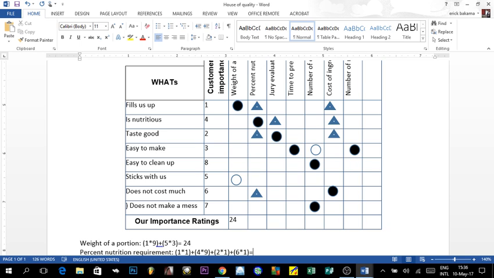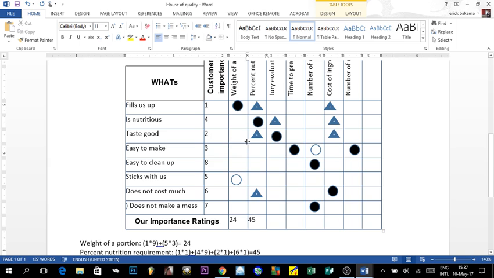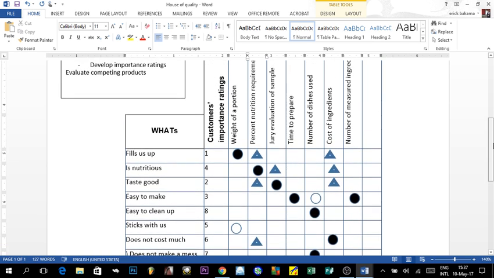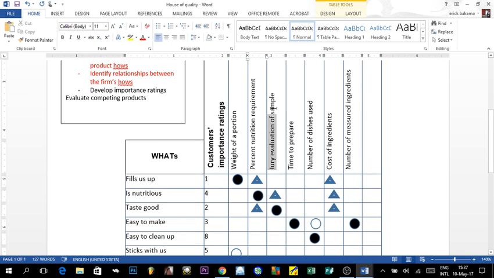So we have 1 plus 36 plus 2 plus 6, which gives us a ranking of 45. So we have our 45 somewhere here. So we have 1 times 1, 4 times 9, 2 times 1, and then we have 6 times 1. So the other part now is the jury of evaluation of sample.